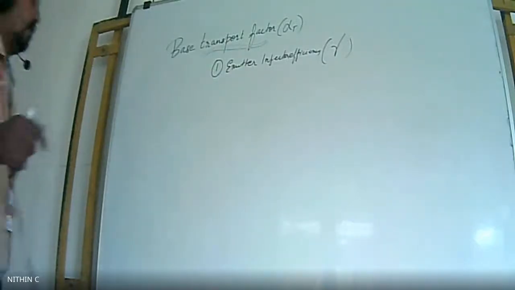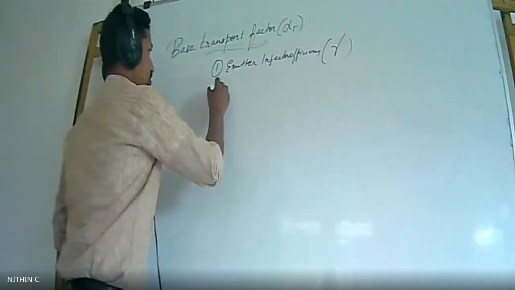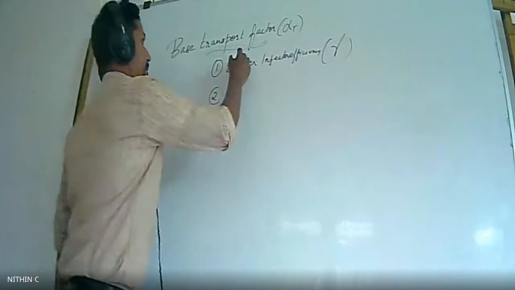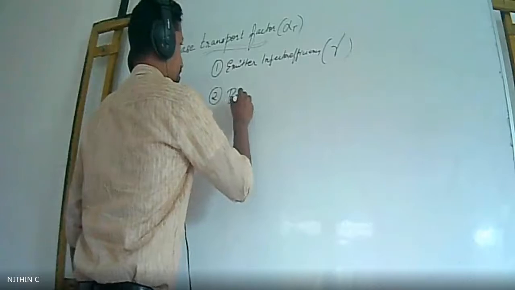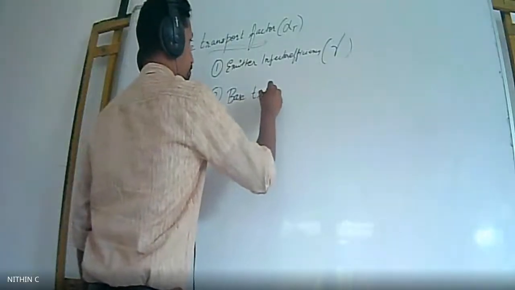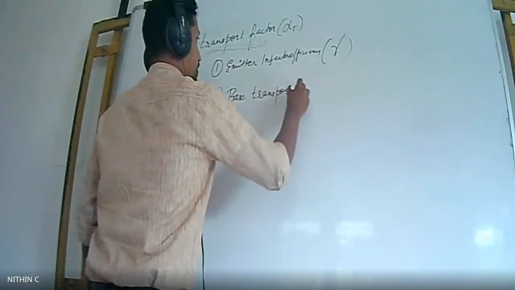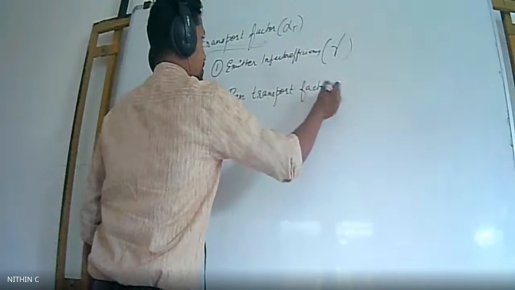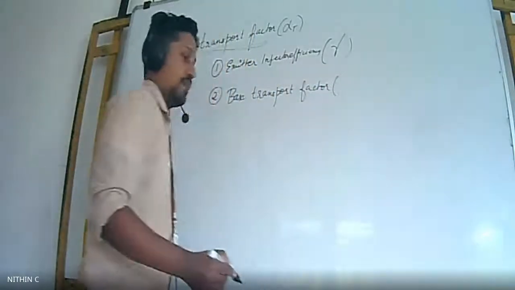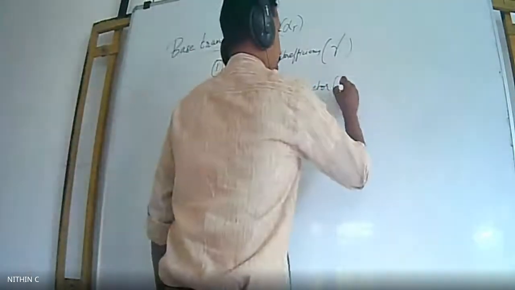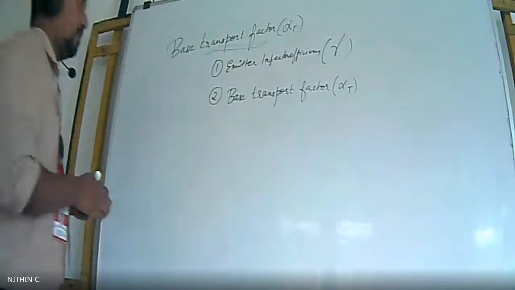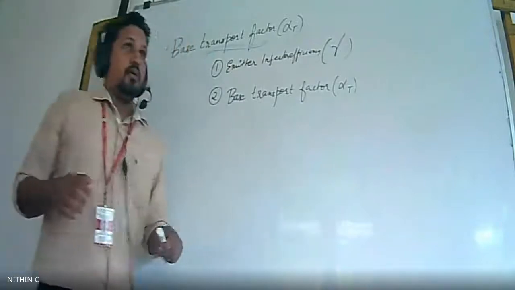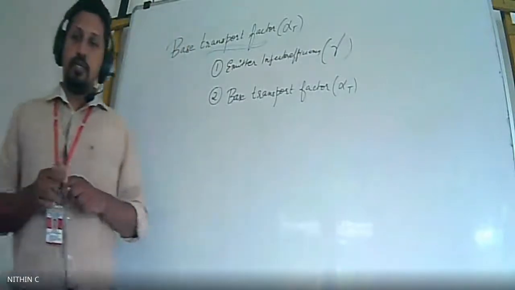So moving on, the second factor was the base transport factor. The second performance parameter is the base transport factor, which is represented as alpha T. So what is that base transport factor?